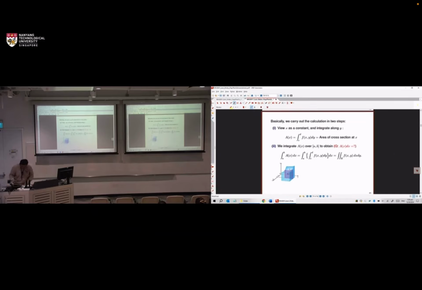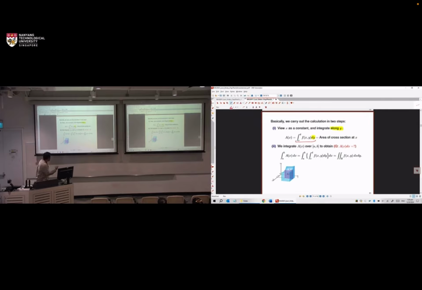Now I give you some geometric meaning. Basically, we carry out the calculation in 2 steps. You view x as a constant, of course. That is when you integrate along y. That is the way you write it. You integrate along y. That gives you the area of cross section at x. I hope you can feel for that.